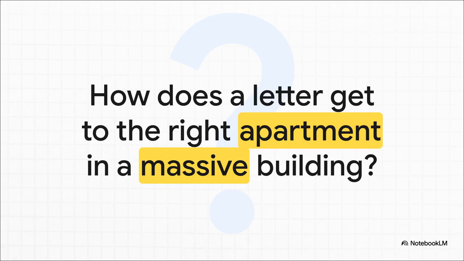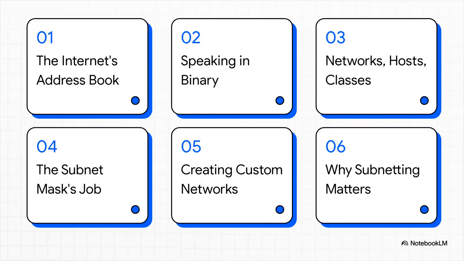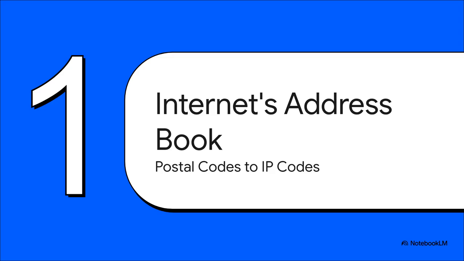So here's our game plan. First, we'll cover the basics of the internet's address book. Then, we're going to learn to speak the computer's native language, that's binary. After that, we'll see how addresses are built with networks and hosts. Then, we'll uncover the secret job of something called the subnet mask before we get our hands dirty creating our own custom networks. And finally, we'll put it all together and see why any of this really matters. Let's jump in.